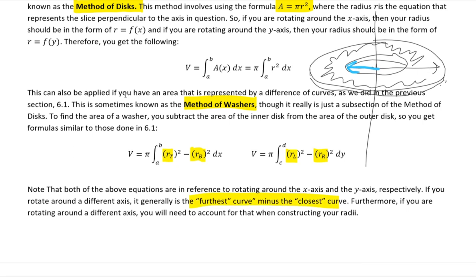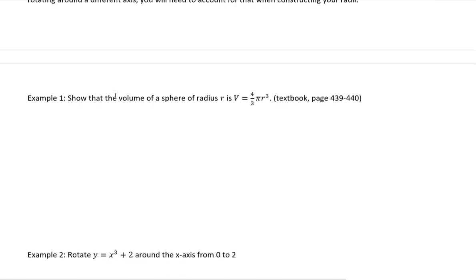Now, one last thing before we get into some examples. If you are rotating around a different axis, you will need to account for that when constructing your radii. So that means for each individual equation, if you're rotating around a different axis, you're going to have to subtract things appropriately inside of the radius. So that means inside of that value that you square, or that you take to an exponent of 2. We'll see a couple of examples of that, so you'll see what I mean in just a moment. For now, let's dive into those examples.